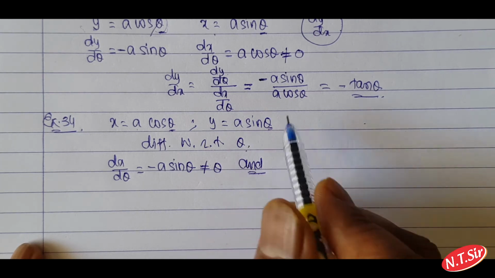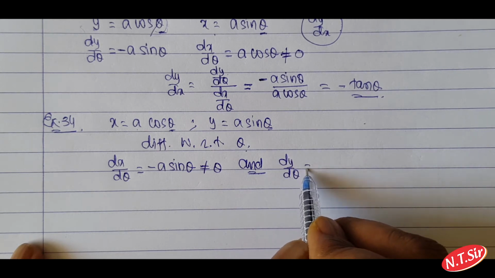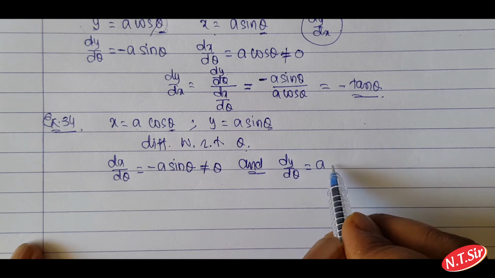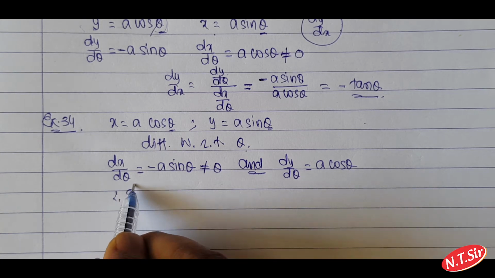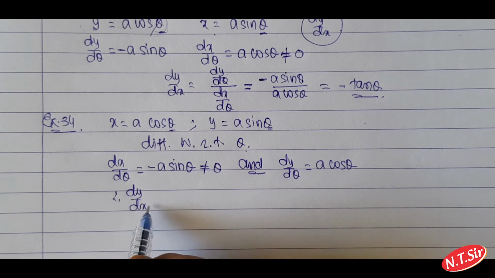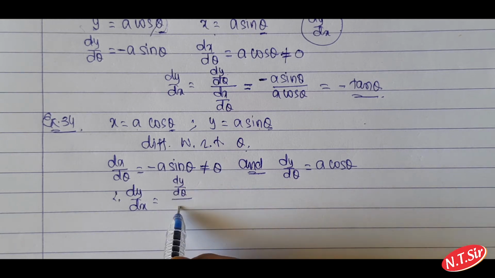y is a sin theta, so differentiating with respect to theta, that is dy by d theta is equal to a sin का डेरिवेटिव cos होता है, वो आपको पता है, राइट? गॉट इट? So therefore dy by dx is equal to dy by d theta upon dx by d theta.